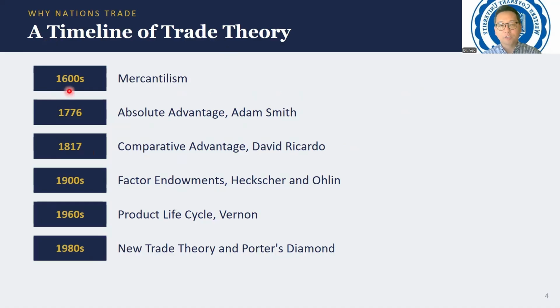This is a timeline of trade theories. This timeline gives you the big picture before we dive into details. In the 1600s, mercantilism was the dominant idea, and it encouraged countries to limit trade and preserve gold. In 1776, Adam Smith introduced the theory of absolute advantage and argued that trade could benefit everyone.